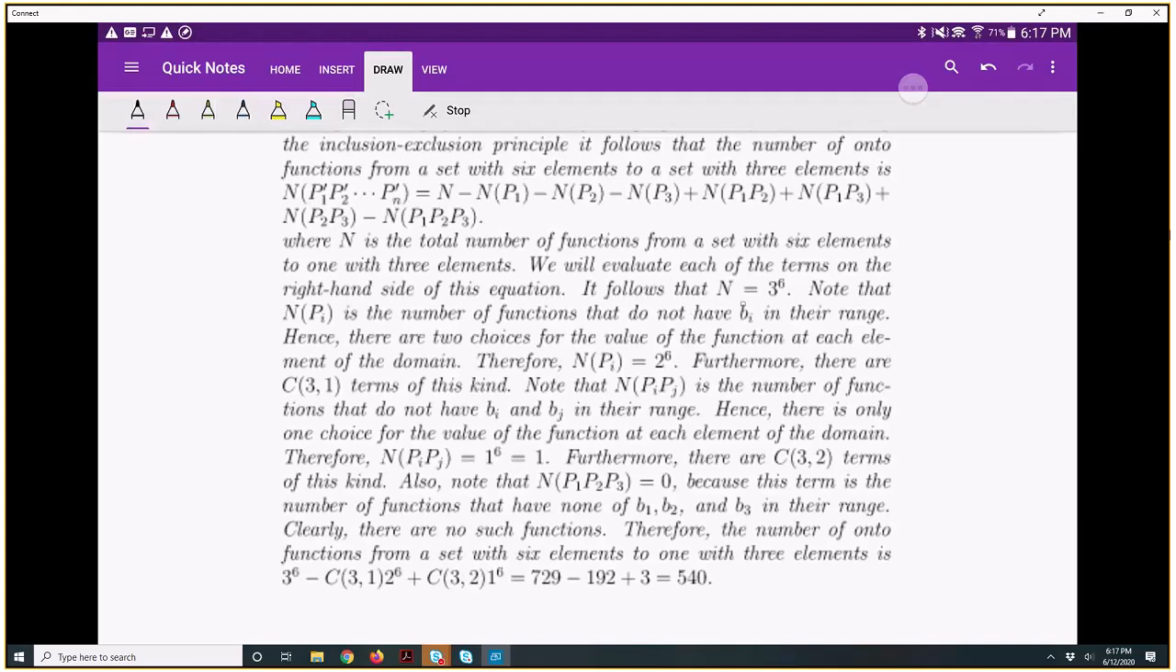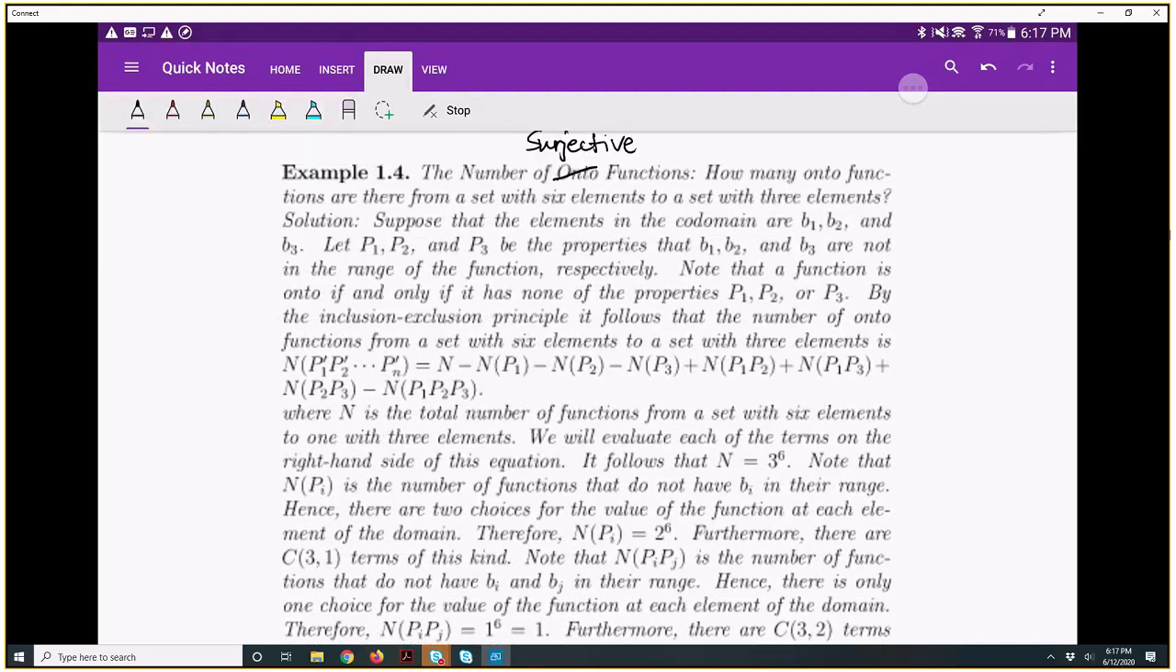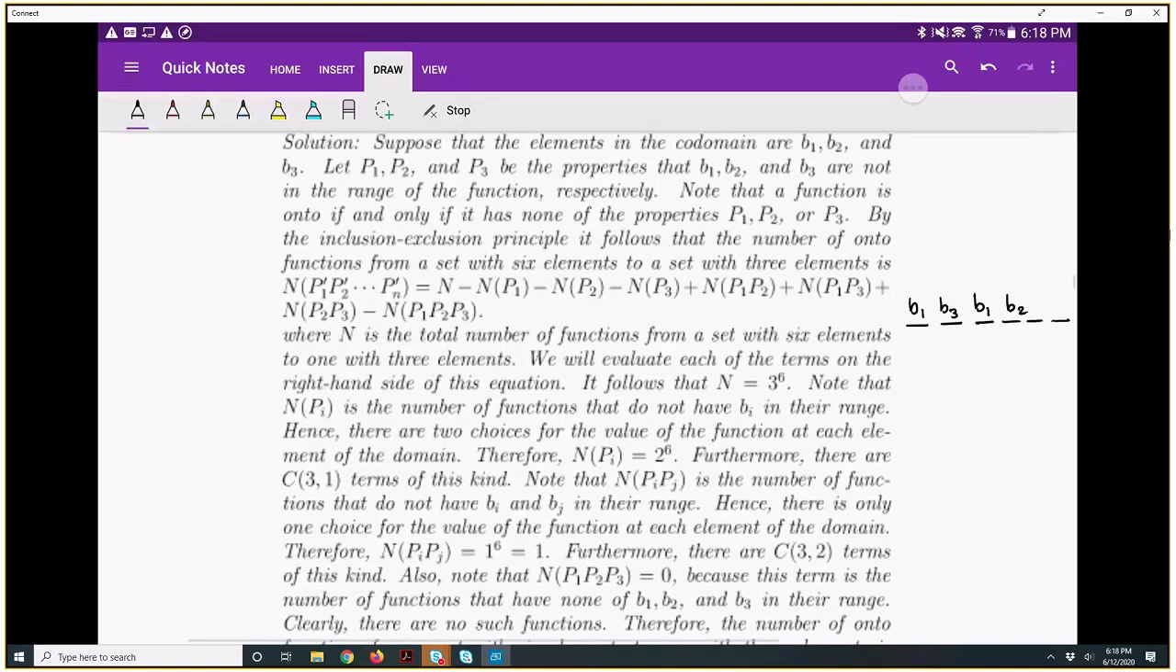N, which is the total number of possible functions, is going to be 3 to the power 6, because there are 6 elements in the domain. Each of them must be mapped into the codomain, and I have 3 choices of where I'm going to send it. So I have 3 to the power 6 different possible functions, because I'm thinking of 6 blanks, so 6 elements in my domain, and I can either put B1, B2, or B3 in each of the blanks. So I have 3 to the 6th power many functions.